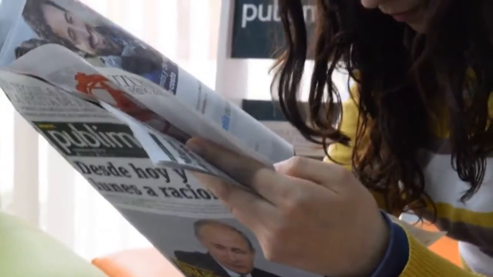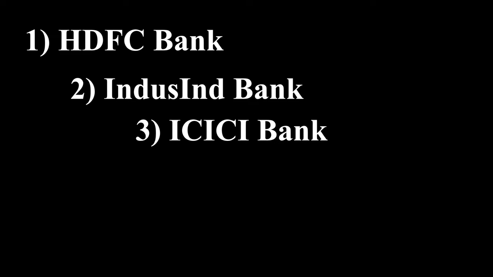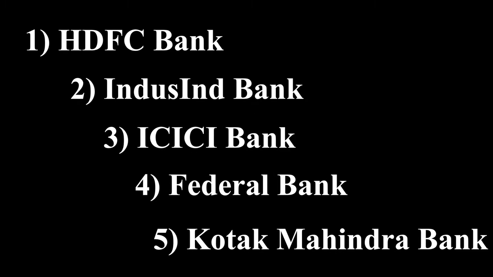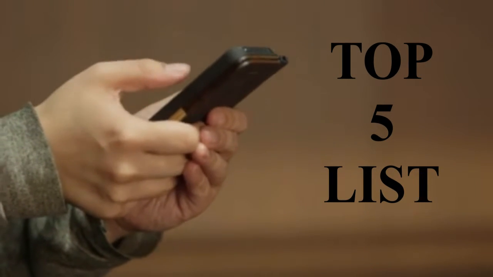Not one PSU bank is in the top 5 lenders with lowest NPA list in the article published in the newspaper. According to the article published in the Economic Times, there were 5 Indian banks with lowest NPA. First HDFC, second IndusInd Bank, third ICICI, fourth Federal Bank, fifth Kotak Mahindra Bank. So these are 5 banks which are in the top 5 list having the lowest NPA.